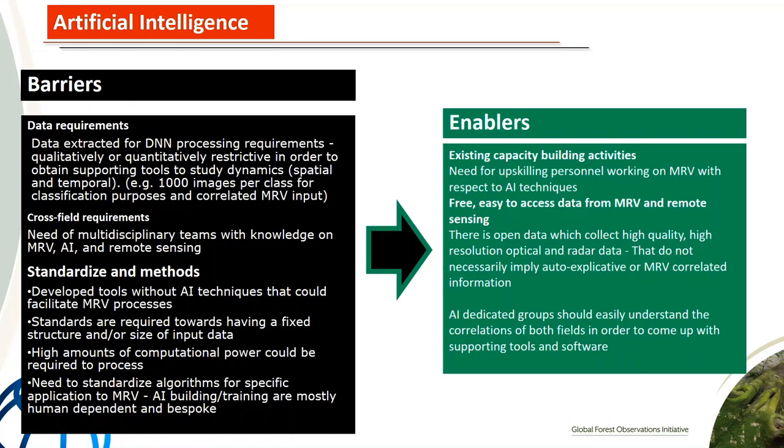Artificial intelligence. Barriers associated with implementing artificial intelligence include sometimes heavy data requirements, specifically for deep neural networks, the need for multidisciplinary knowledge, teams with expertise in MRV, remote sensing, artificial intelligence, and the need for standardization and methods.